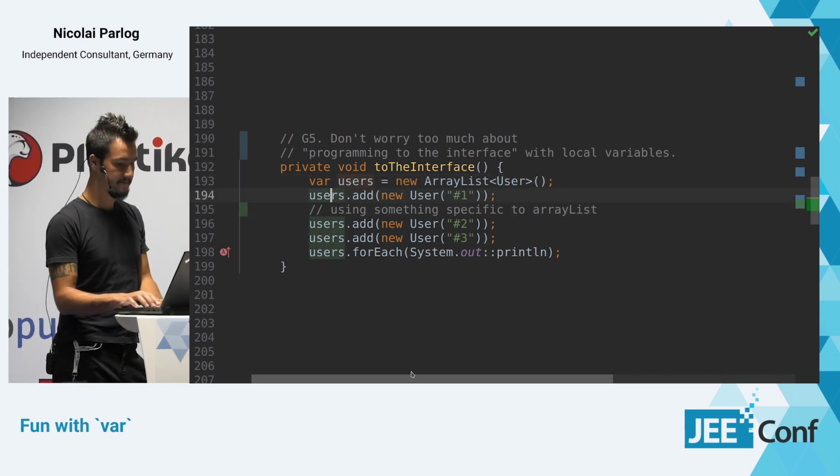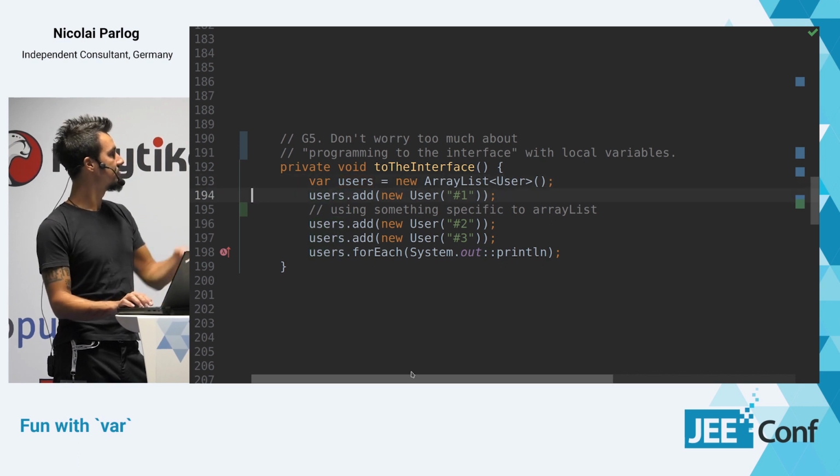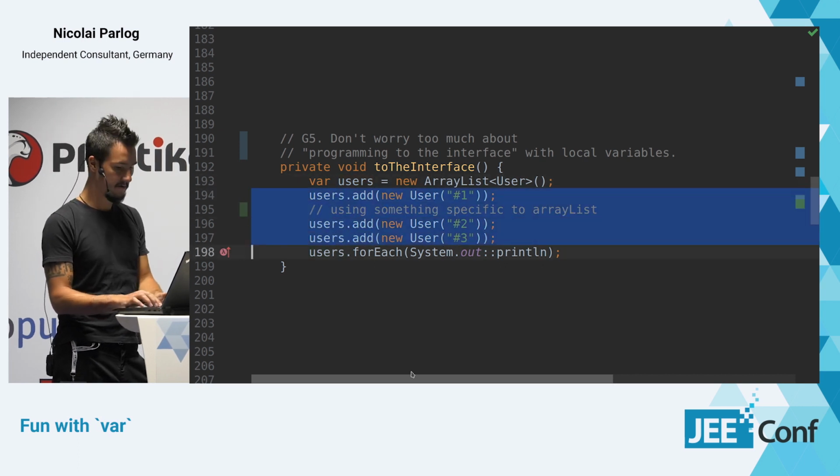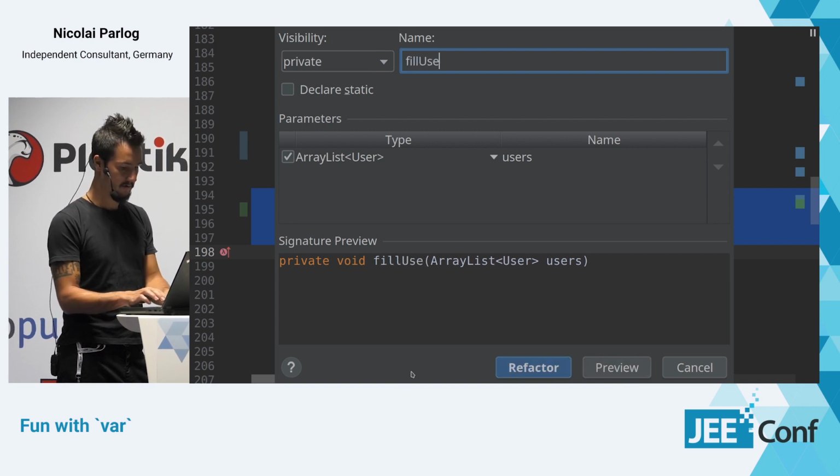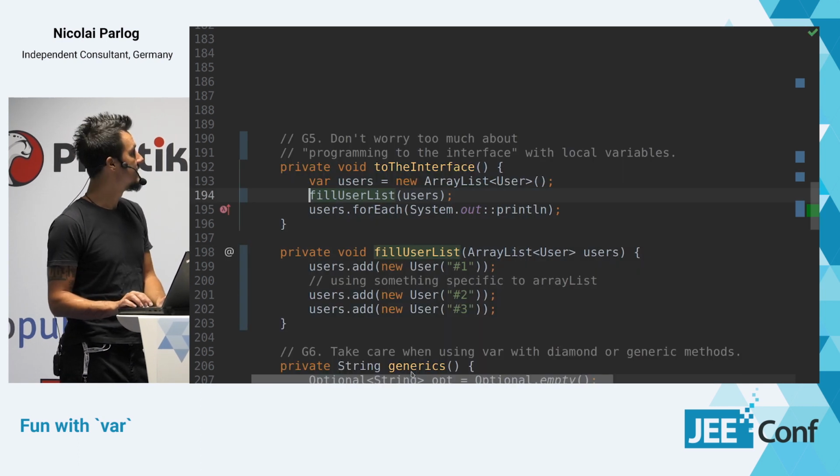One caveat. Let's say the method grew a little bit, and now I want to extract a method here because I want to make it shorter. It's like fill user list, whatever.